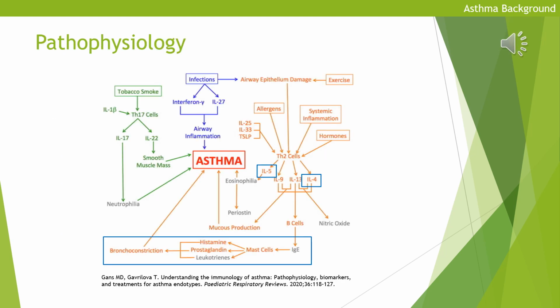This figure demonstrates the complexity of the various factors that can cause asthma. As you can see, our common triggers like tobacco smoke, infection, exercise, allergens are all listed here. But I want to draw your attention to the blue boxes because these are the key drug targets that our medications for asthma utilize to reduce the bronchoconstriction and relieve our patient's symptoms.